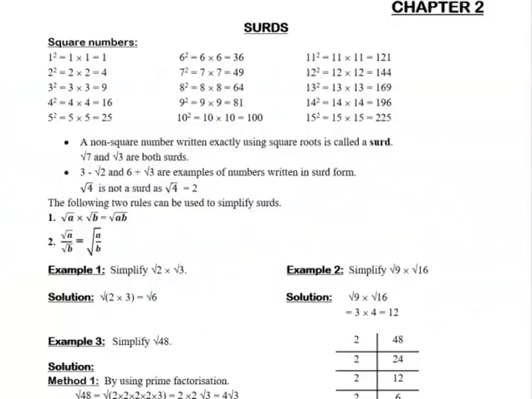This is Higher 2 Chapter 2. In this chapter we're going to be covering surds, rationalizing the denominator, number problems and reasoning.